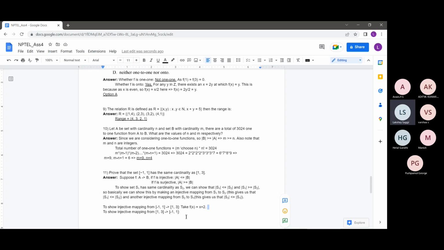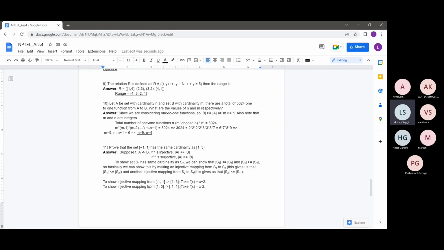And Aditya has written in chat that here we can take f(x) is x minus 2, which is correct. So here we take f(x) equals x minus 2. And here we can see that it is again an injective function, and it maps -1 to 1 and 3 to 1, and every other element is also in the range. So here we have shown that there is an injective mapping from this to this and from this to the opposite way also.